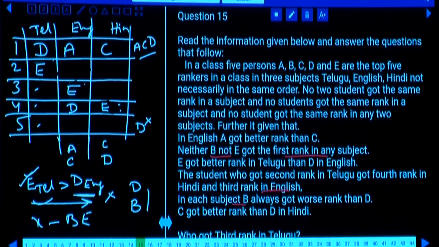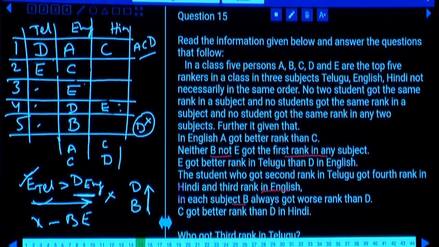In this case, then D, E. And D always got better rank than B, hence B must be at this place. Isn't it? And here, A, B, D, E completed, C must be at this place. Then coming to this one, C and E were done. C always got better rank than D. D cannot be at this place. As D cannot be at this place, tell me the position of D. Can D be at this place here?